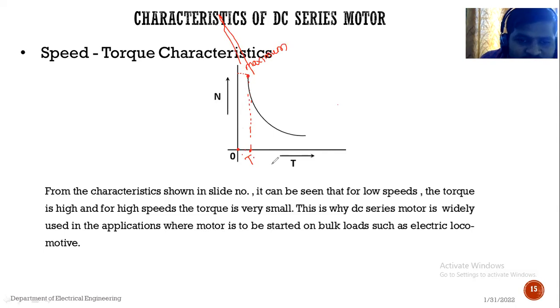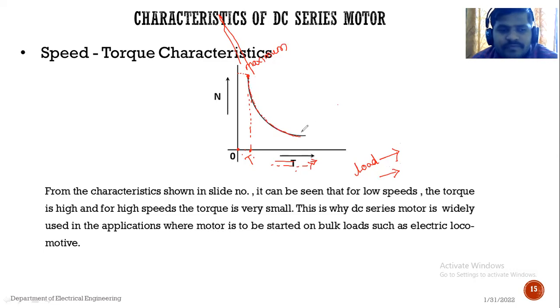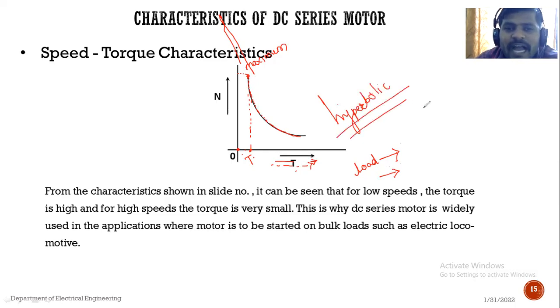So when we increase the torque, when do we increase it? If the load increases. If we increase the load then the torque of the motor will increase. If the torque of the motor increases, the speed of the motor will start decreasing, and it will follow a hyperbola path, or the speed will obtain a hyperbolic shape.